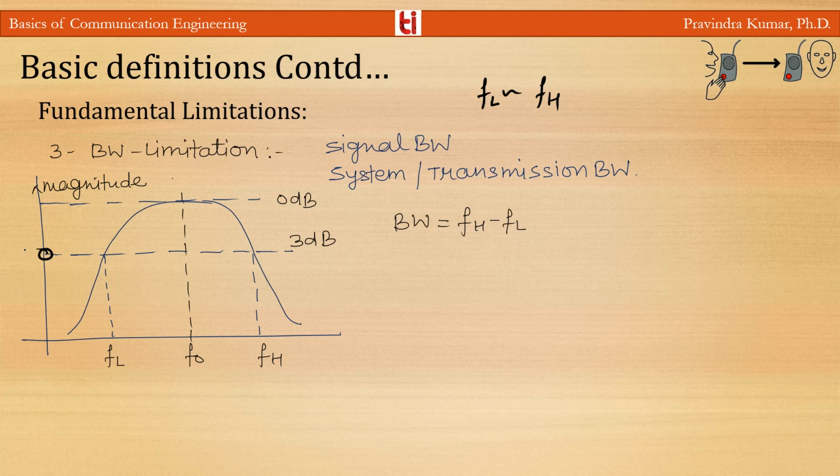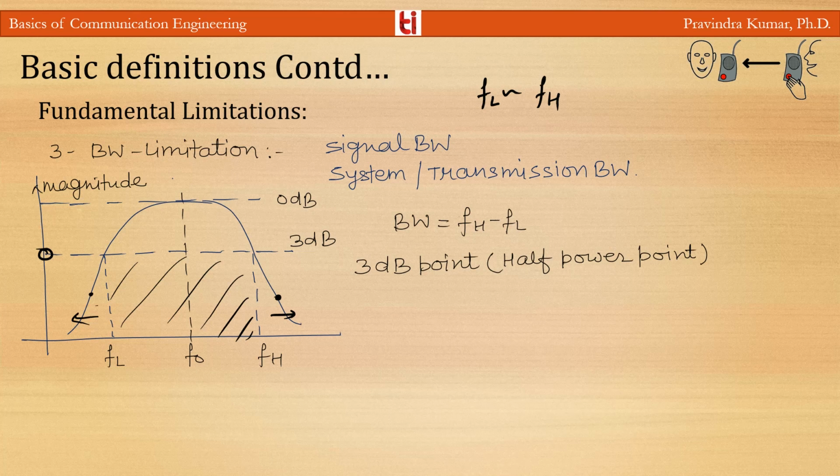Minus 3 dB is at the start of the attenuation. So this is the starting of the attenuation. If you have a signal in this frequency range or in this frequency range, there will be much attenuation. If the signal is in this range, there may be less attenuation, or maybe minimum attenuation. So the 3 dB point is also known as the half power point.